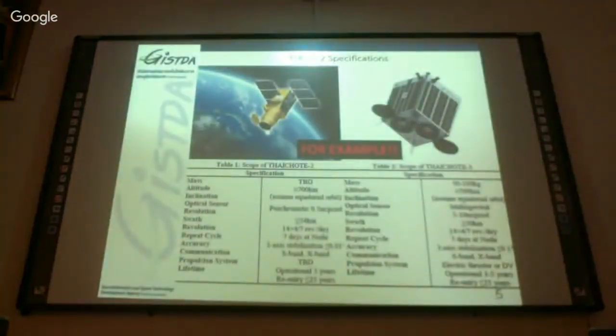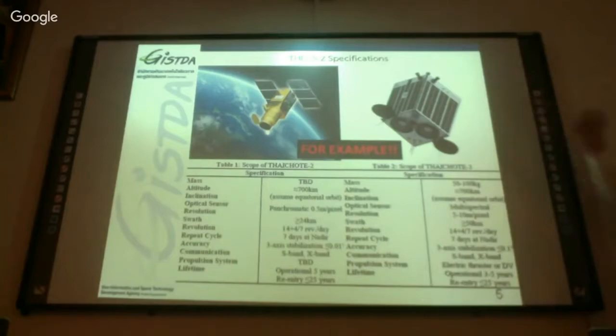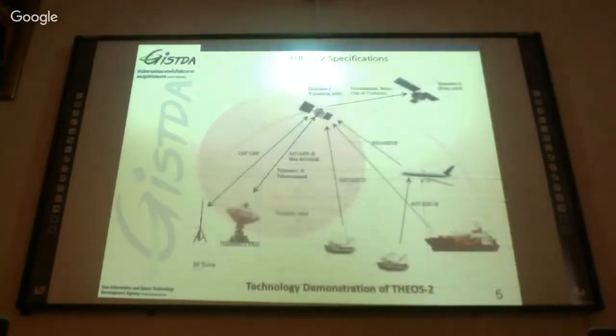This is just an example picture. One satellite is very high resolution, about 0.5 meter. Another one is about 2 meter resolution. We are now in negotiations about whether we will launch them together or launch them separately. One is a polar orbit, and another one is an equatorial orbit. This is the technology demonstration.